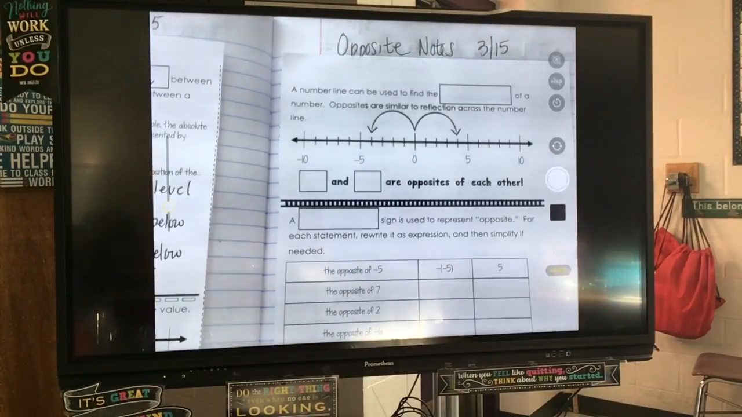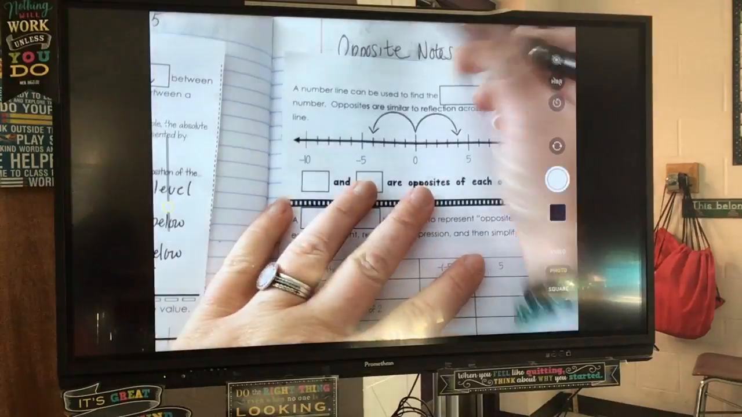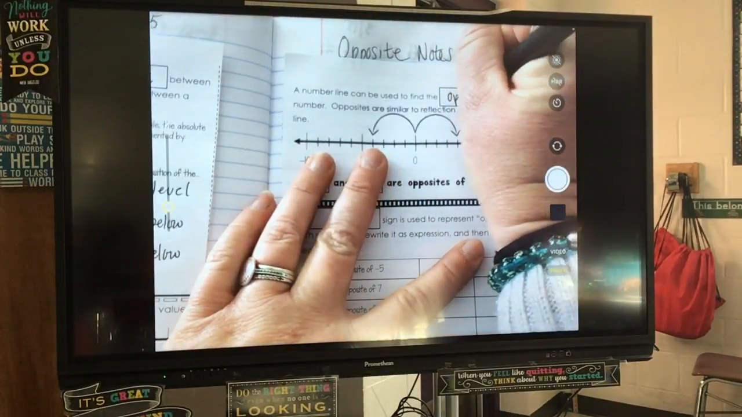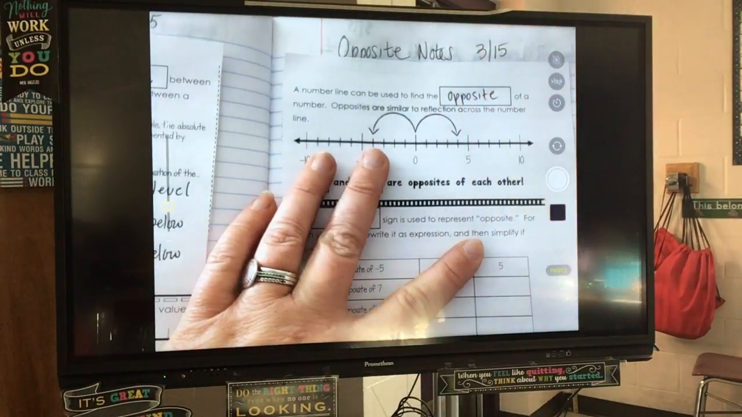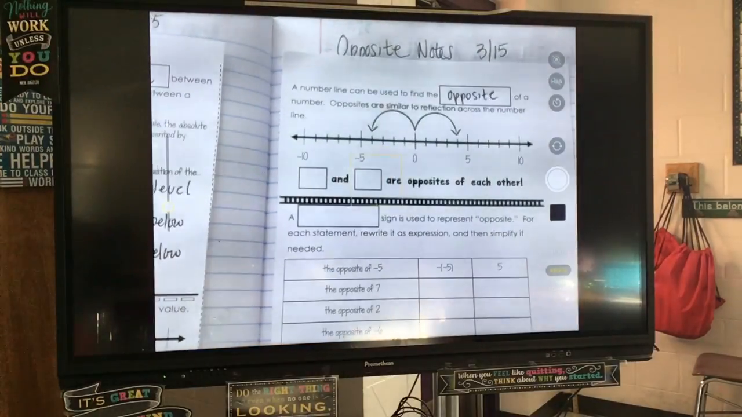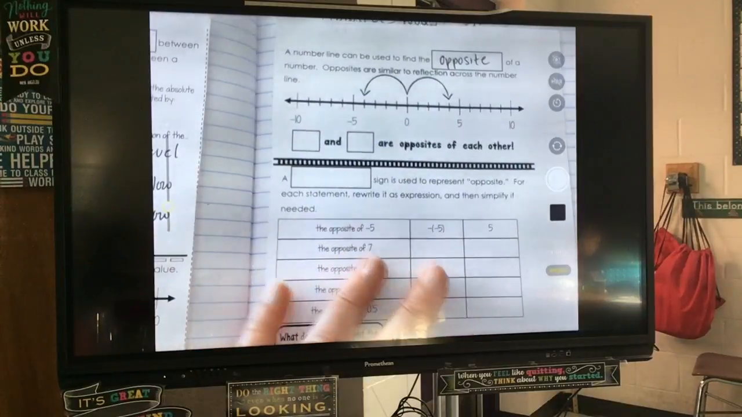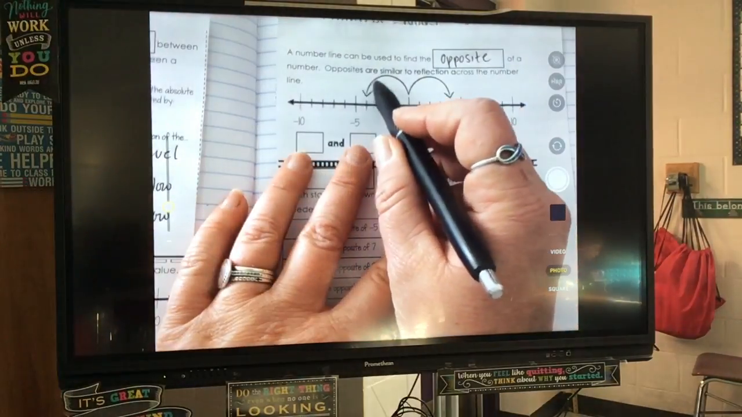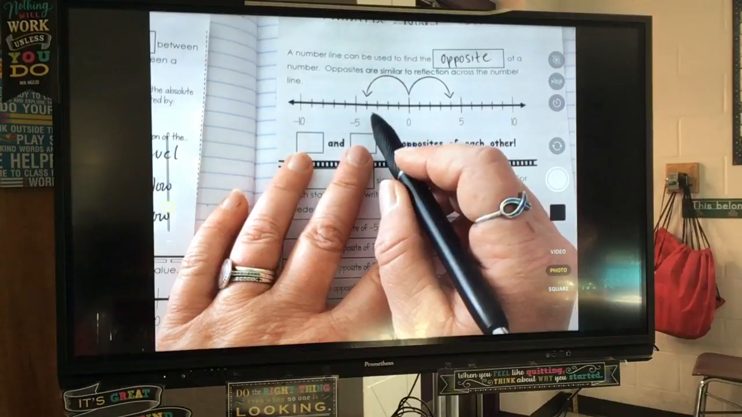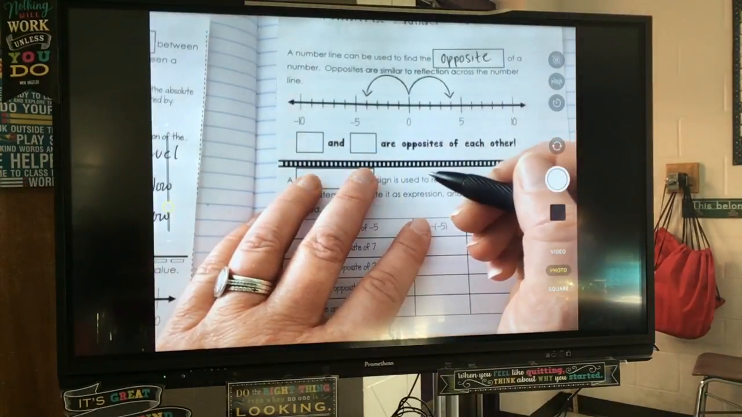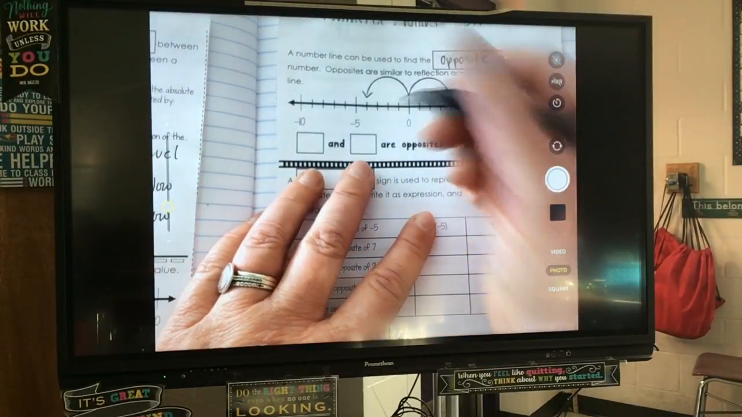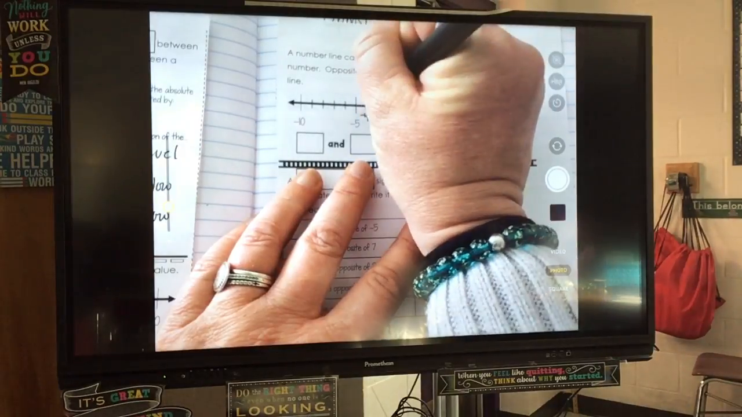Okay, so a number line can be used to find the opposite of a number. Opposites are similar to the reflection across the number line. We have briefly discussed opposites, but we're going to go a little bit more in depth. So this arrow is pointing to what number on the left side? Ramon? Negative 4.